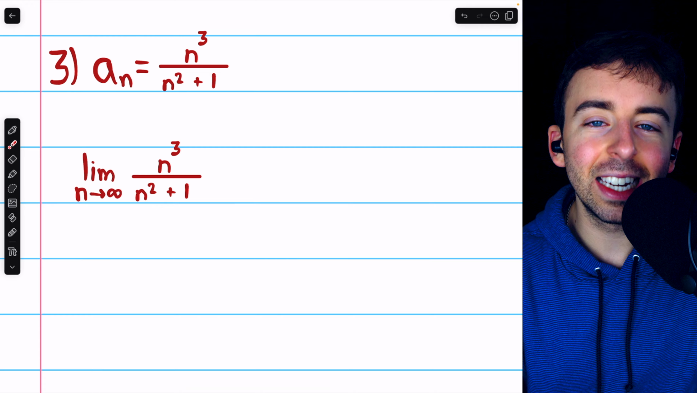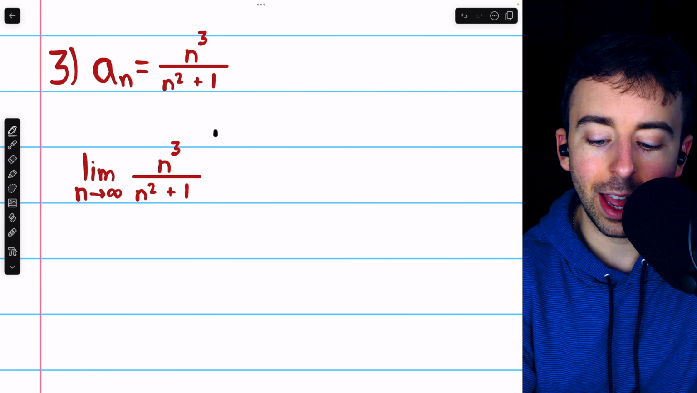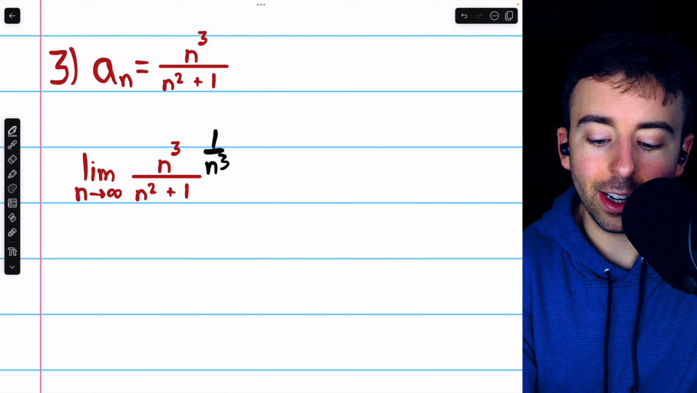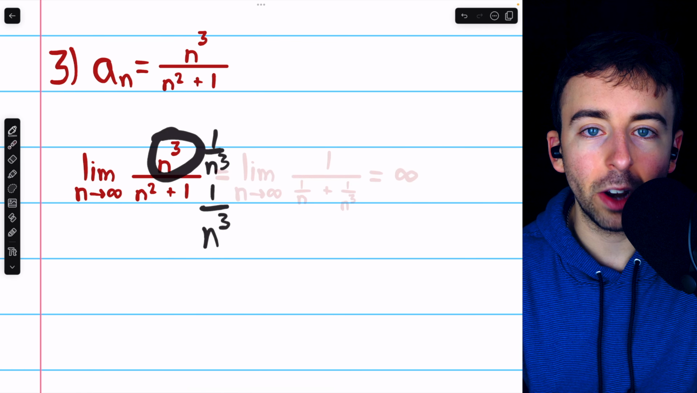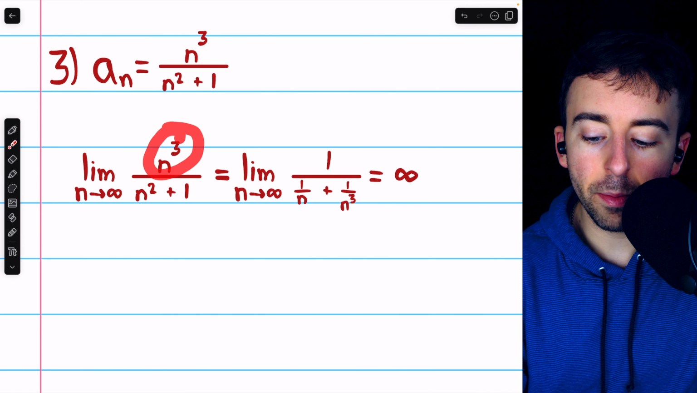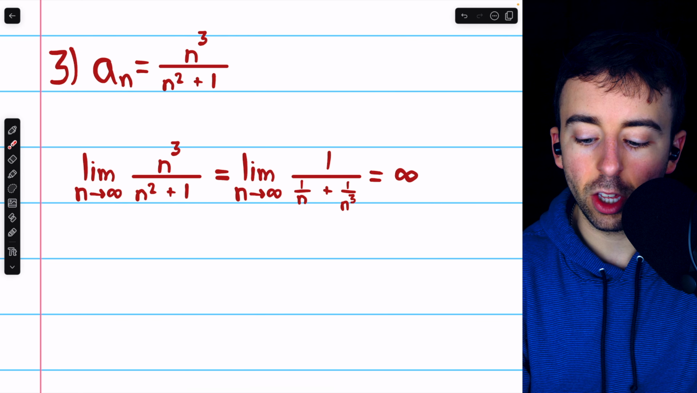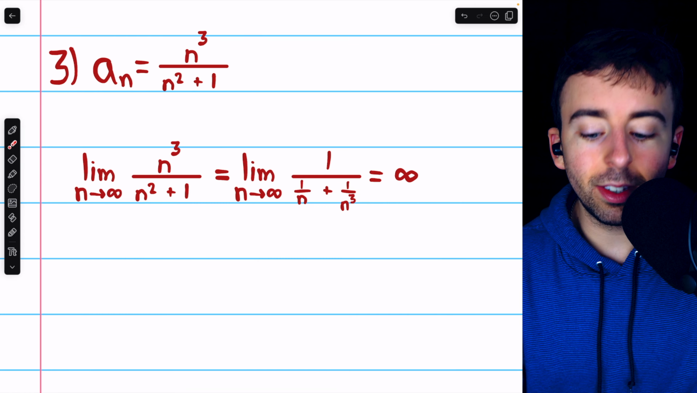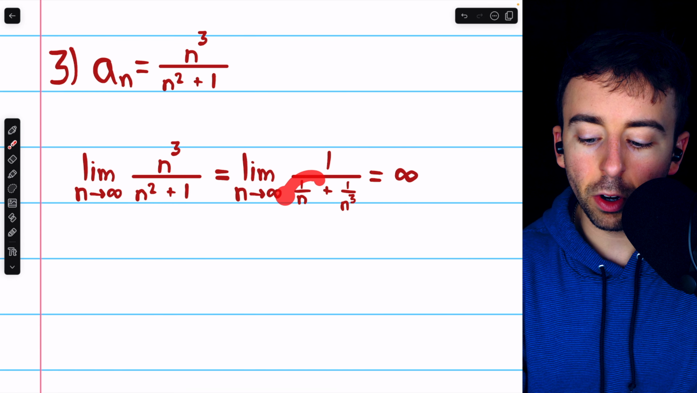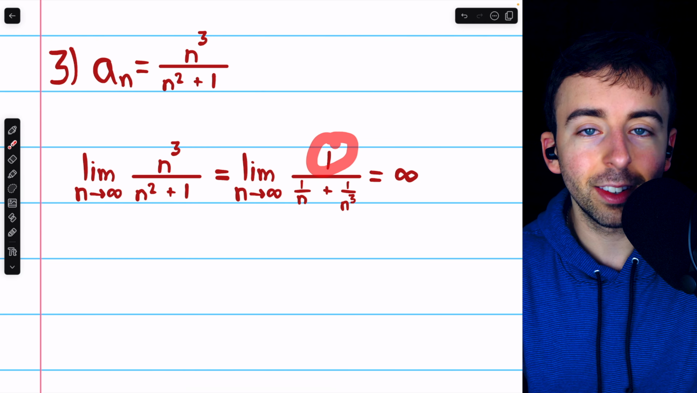However, we can see that in a little bit more simple terms if, again, we divide by the highest power of n. So we could divide the numerator by n cubed and divide the denominator by n cubed. Again, because that's the highest power of n present in this expression. If we do that, n cubed divided by n cubed is 1, and then in the denominator, n squared divided by n cubed is 1 over n, and 1 over n cubed is 1 over n cubed. We see as n goes to infinity, both terms in the denominator approach 0, while the numerator is just fixed at 1.